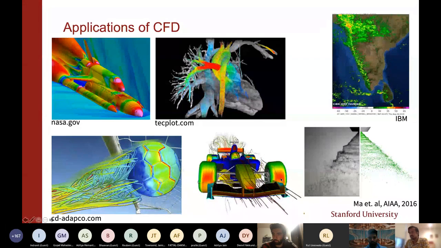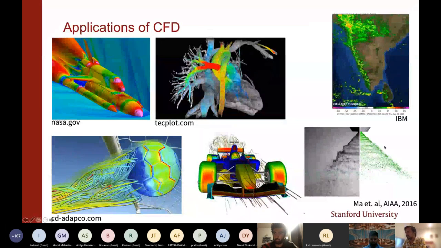So it's also used in the aerodynamics of a race car. For a Formula One car, they optimize the wing to increase the downforce, not to reduce the drag as such, but to increase the downforce so that the car doesn't slip while you're cornering.